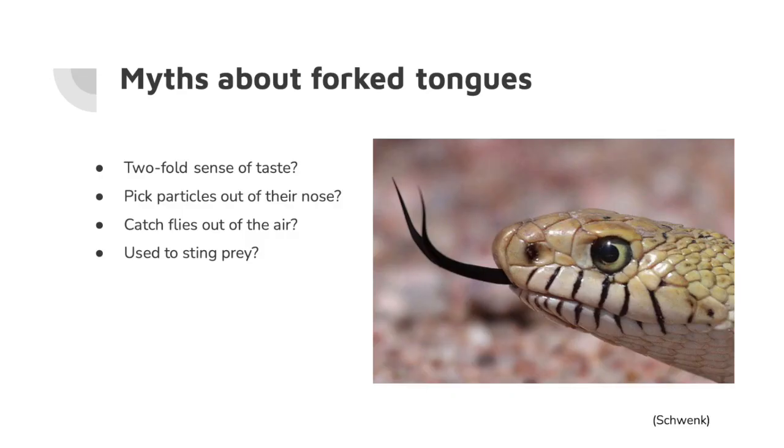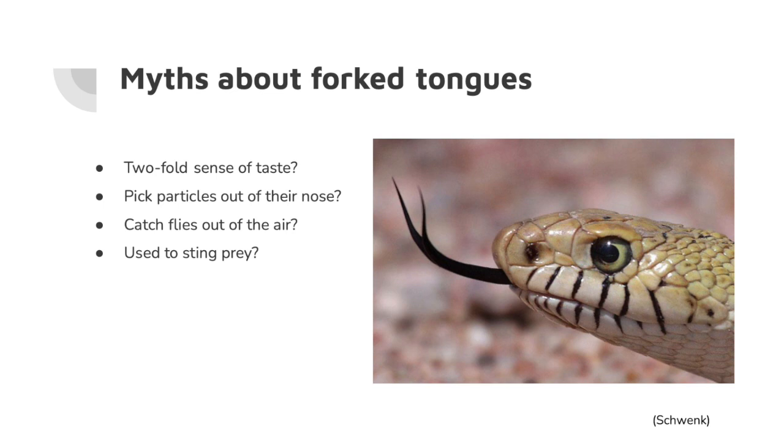The function of the forked tongue of squamates has been discussed for thousands of years, dating back to Aristotle's theory that a forked tongue would give snakes a twofold sense of taste. Centuries later, Italian astronomer Hodierna hypothesized that because snakes slither around so close to the ground, they use their forked tongues to pick particles out of their nose.